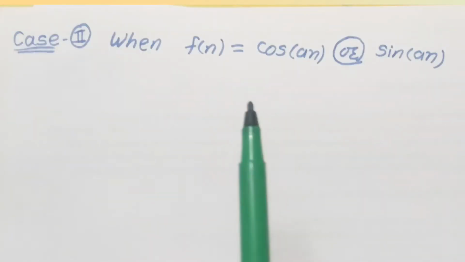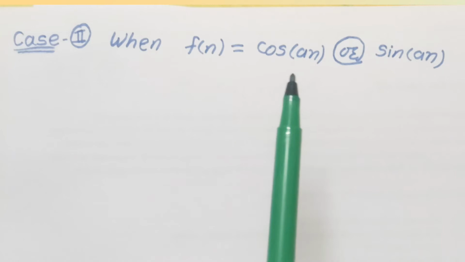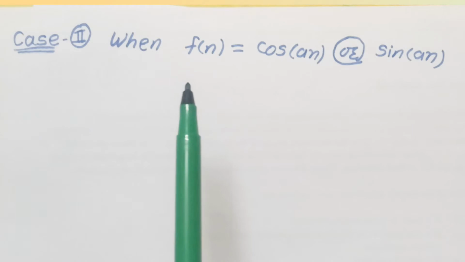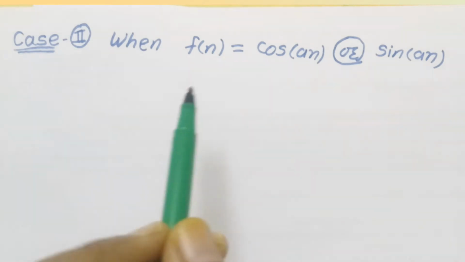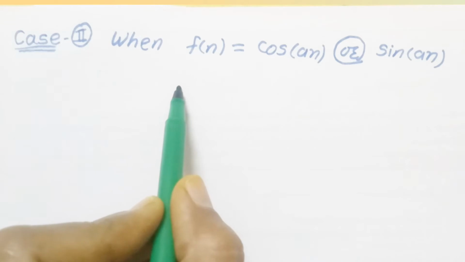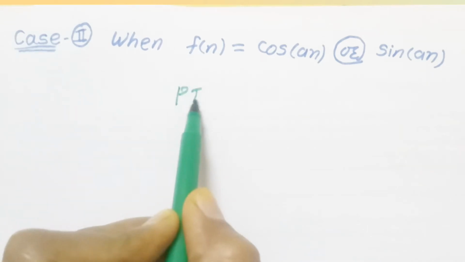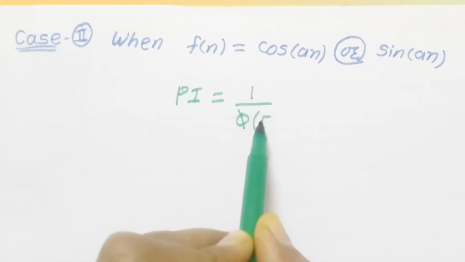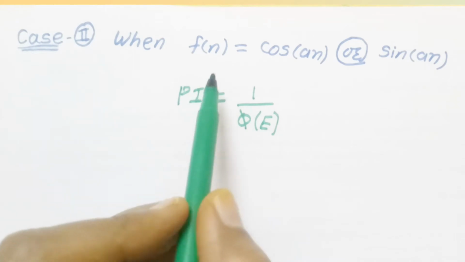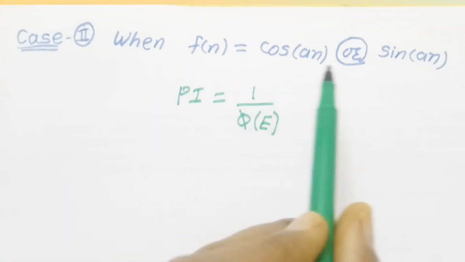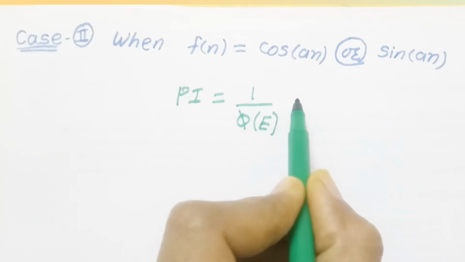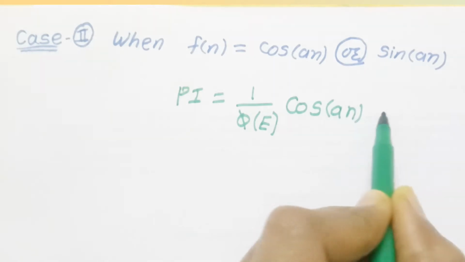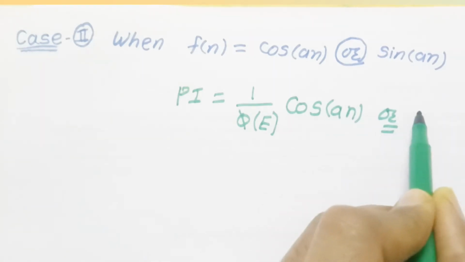The next possibility of function f of n is that it may be cos an or sin an. Then we have to find pi. Here, case number 2 is for cos an or sin an. Then pi is equal to 1 upon function of e into function. Here our function is cos an or sin an. So I write here, if it is cos an or it may be sin an.